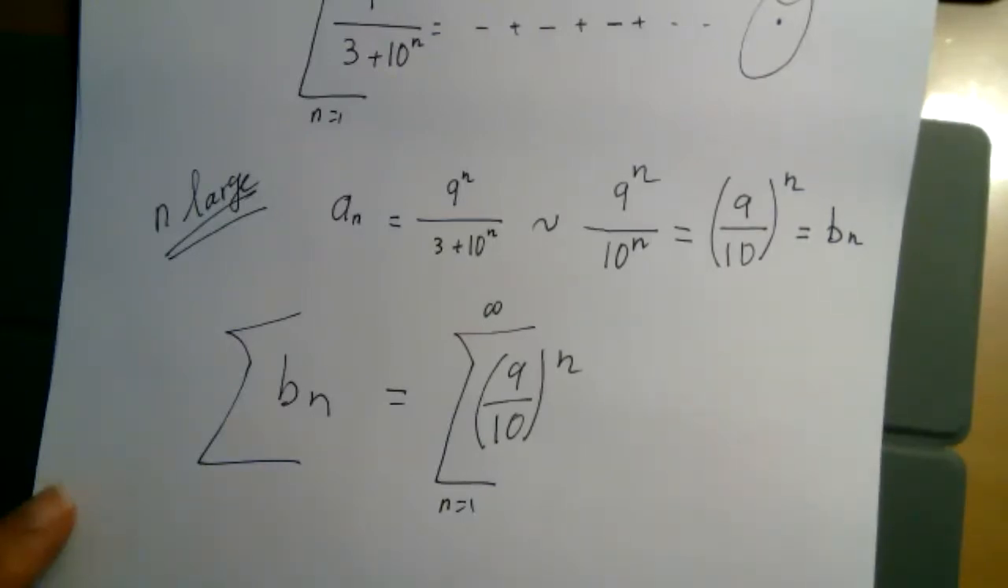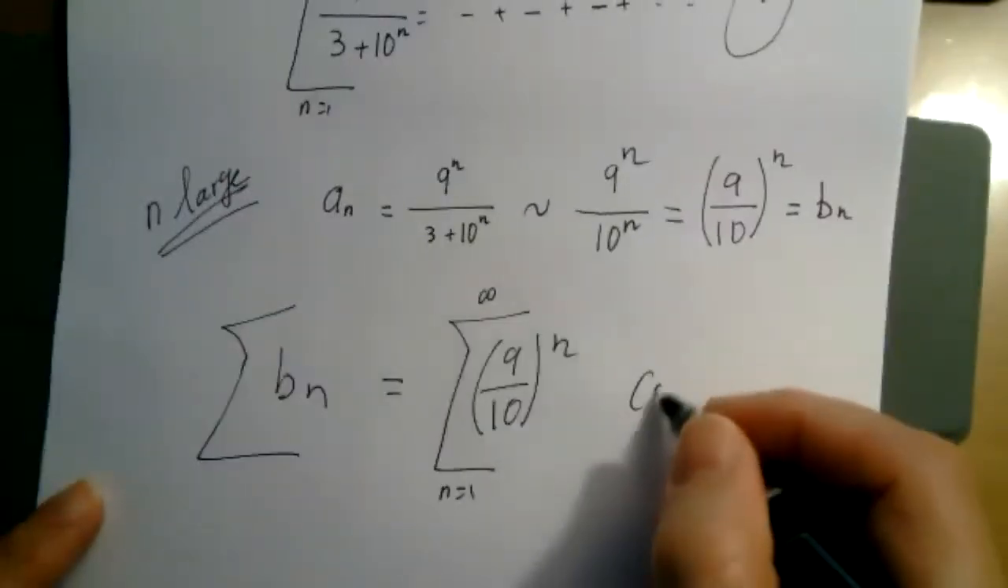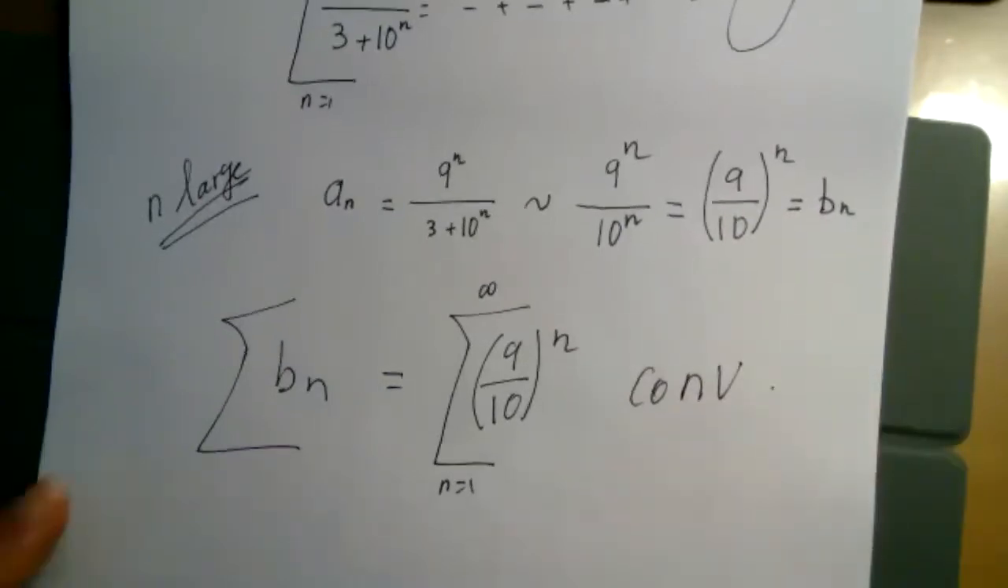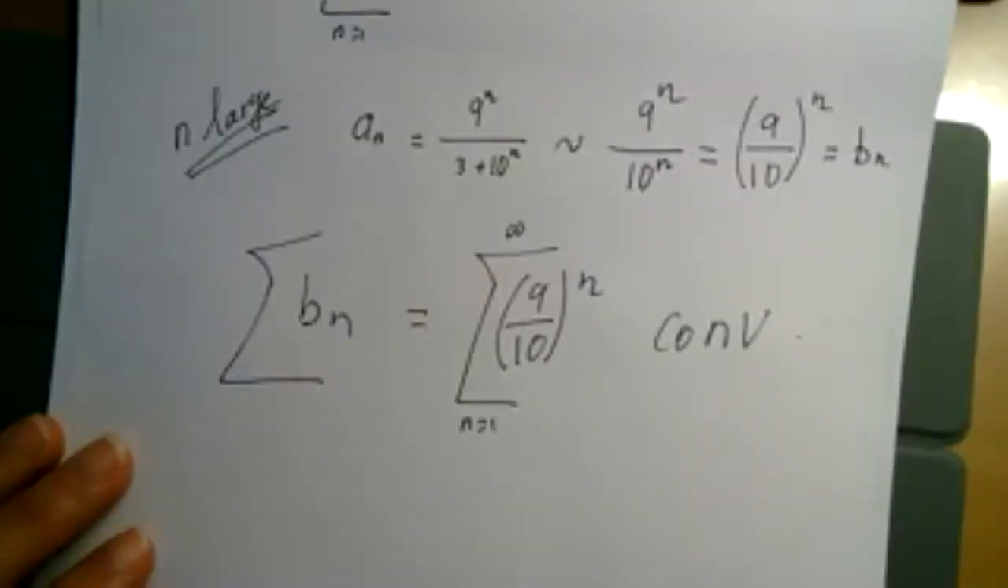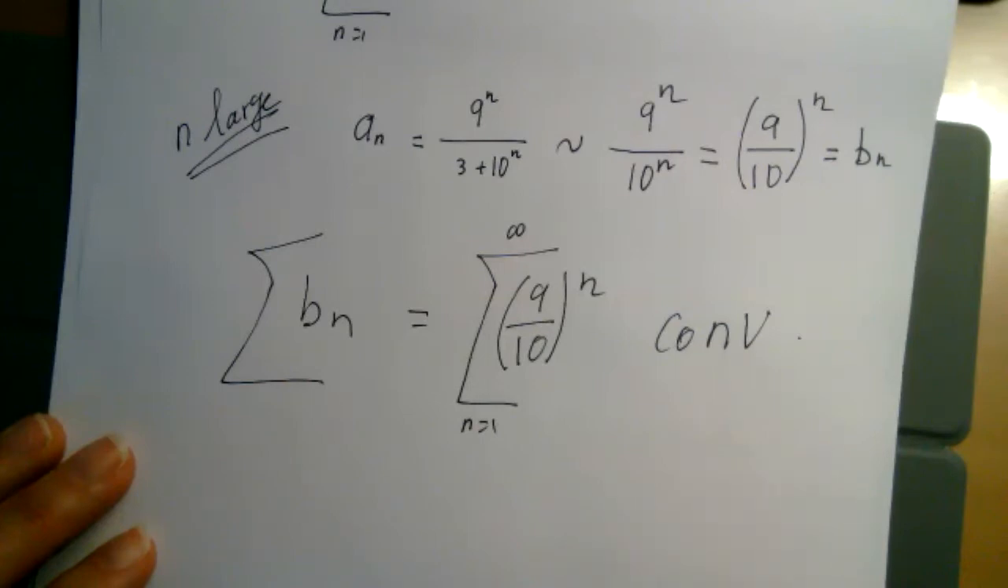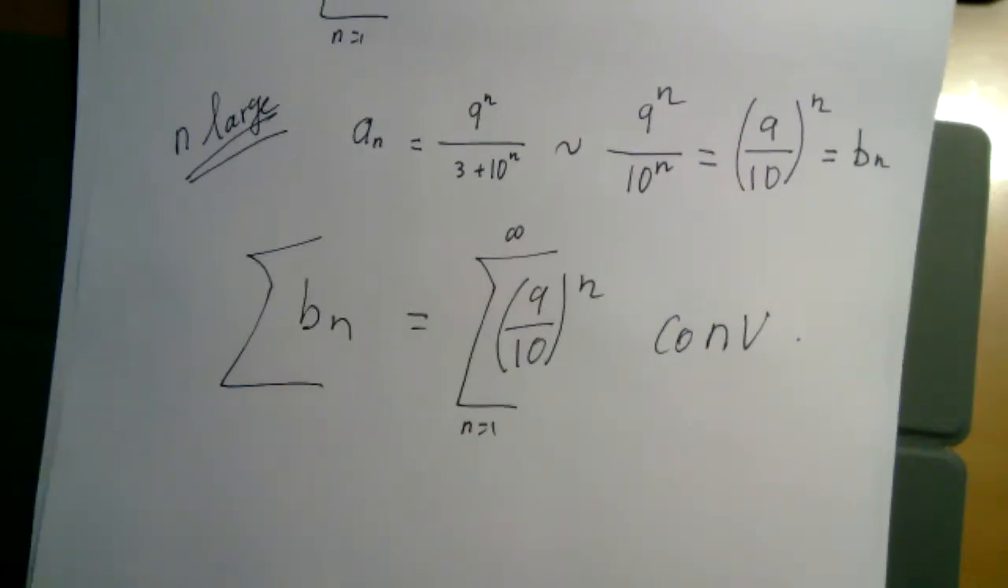So this is sigma b_n. This one converges because, no, sorry, I skipped this step. I skipped this step. What did I skip?